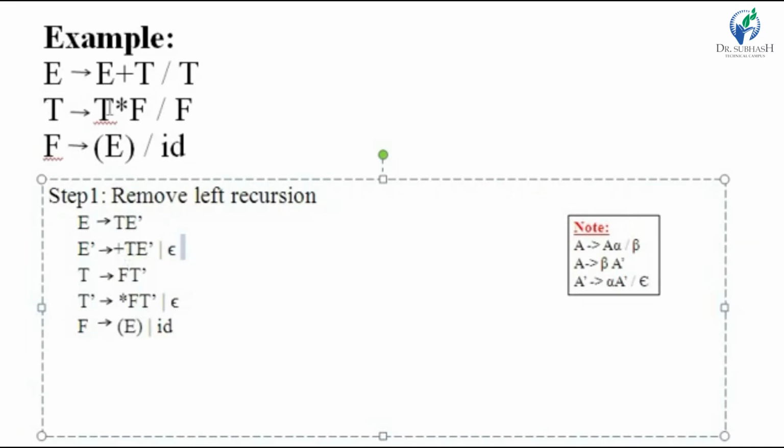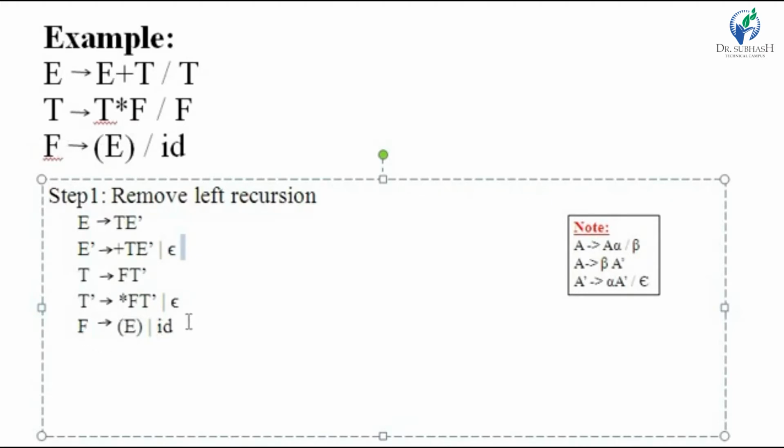Same for T gives T star F or F. Compare with A gives A alpha or beta. Here your alpha is star F and beta is F. So T gives F T dash and T dash gives star F T dash or epsilon, and F gives opening bracket E closing bracket or ID. In this statement there is no recursion or factoring, so write it as it is.